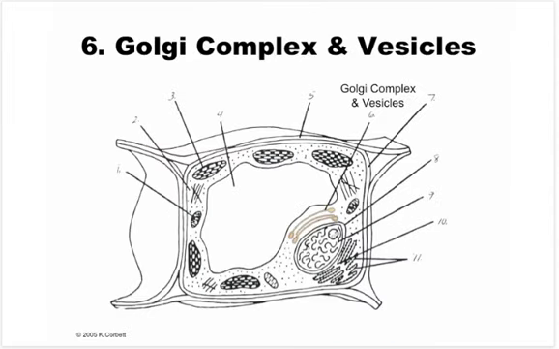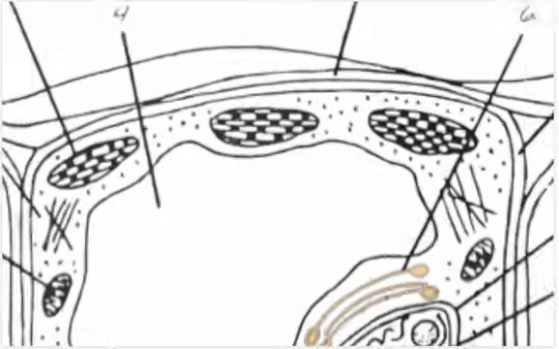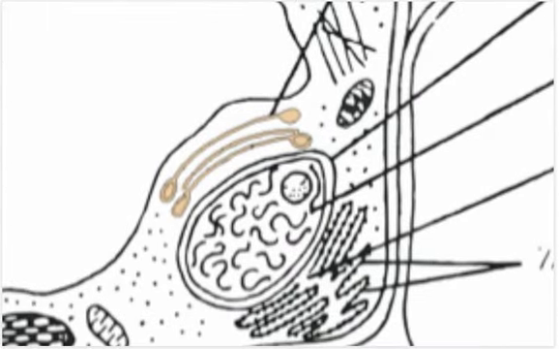Number 6 is the Golgi complex and its vesicles. And let me zoom in on this part here, because this is the Golgi complex right here, or at least one of them that would be inside of a plant cell. And I colored it kind of this beige color, but like I said, you can use whatever color you wish.